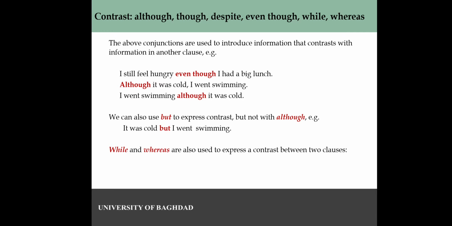Let's have a look at the other two conjunctions. We have while and whereas. These are also used to express a contrast between two clauses, as in this sentence. John is rich, while, whereas, any one of them, Mary is poor. So we have here a contrast.